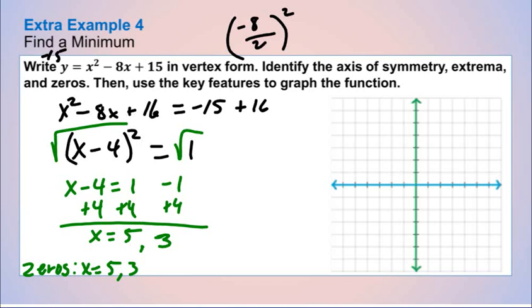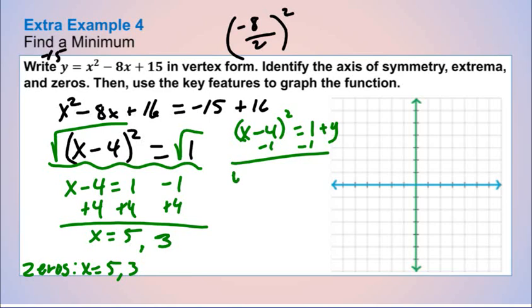I need to write my equation in vertex form. So I'm going to use this part. So I have x minus 4 squared equaling 1 plus my y. Remember I had a y here. If I add that there, now I just subtract 1 on both sides. I now have y equaling x minus 4 squared minus 1. So my vertex is my x is 4 and my y is negative 1.